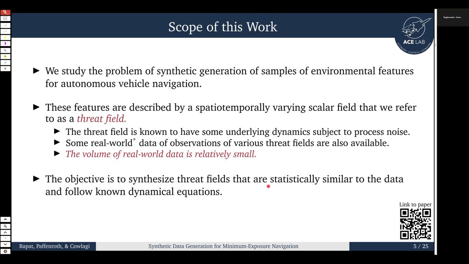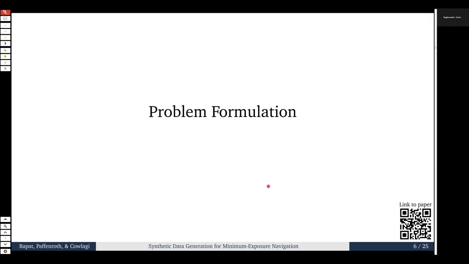So having said all this, let's move on to a slightly more technical problem formulation, and let's look into the details of this work.